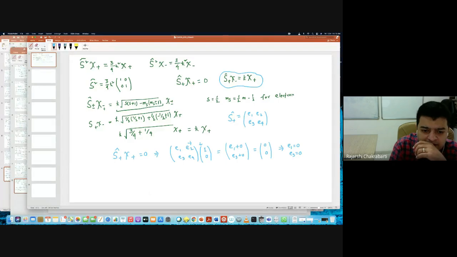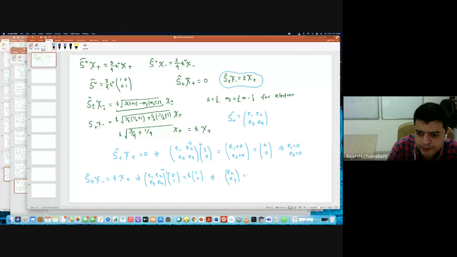And now I do the other thing. If I operate S plus on chi minus, I should get h cross chi plus, which basically means E1, E2, E3, E4. Chi minus is 0, 1. I should get h cross 1, 0. So this implies, again, it is E2, E4. If I multiply these two, that is equal to h cross, 0. That implies what? What is the value of E2? h cross. E4 is 0.